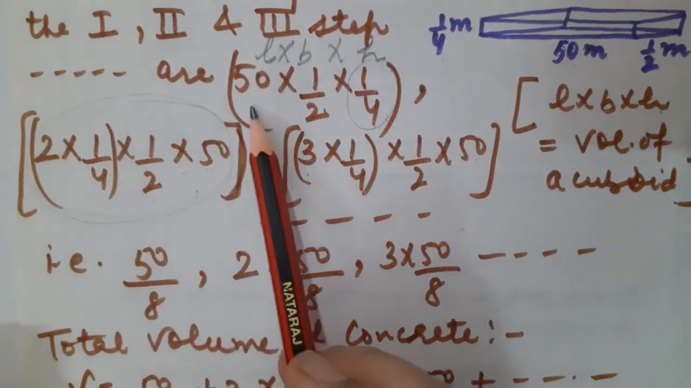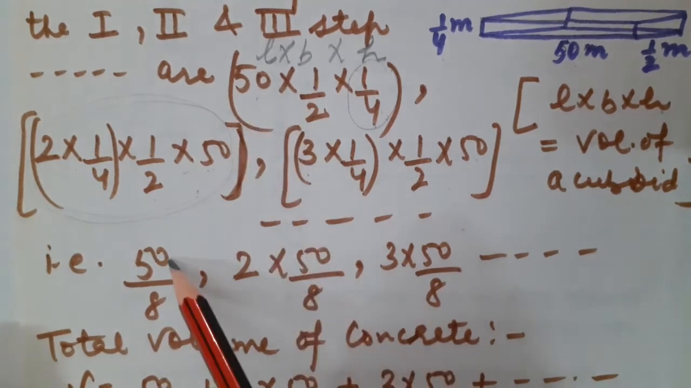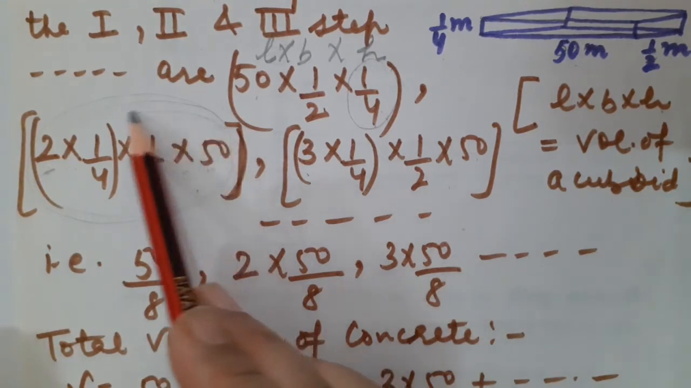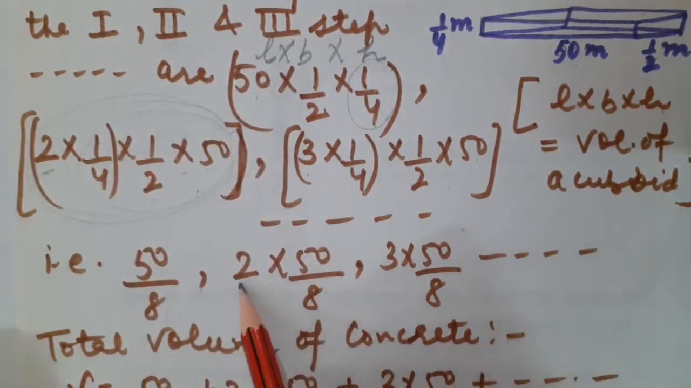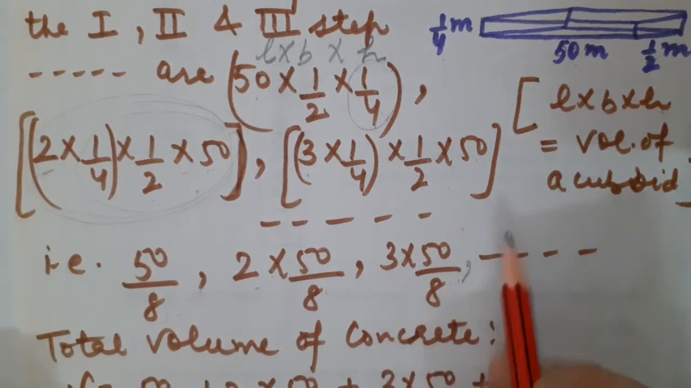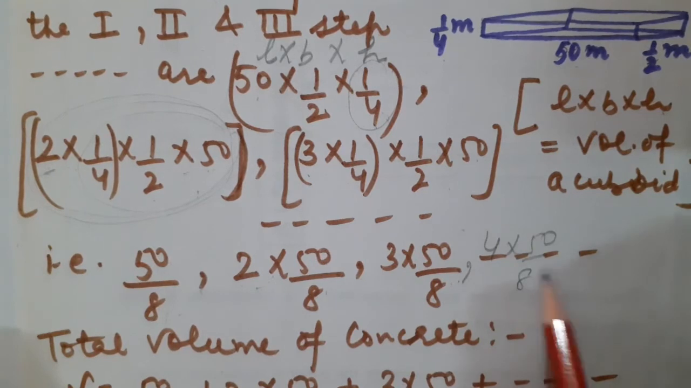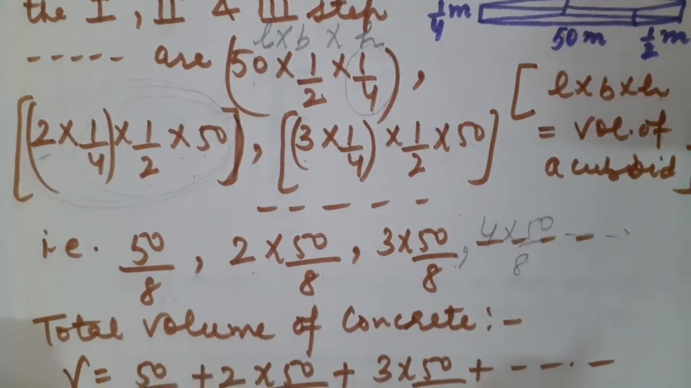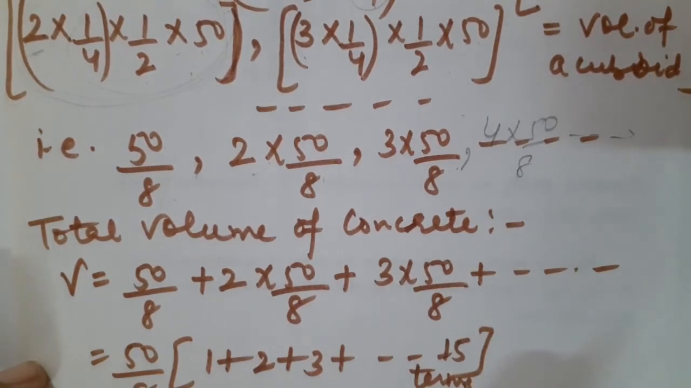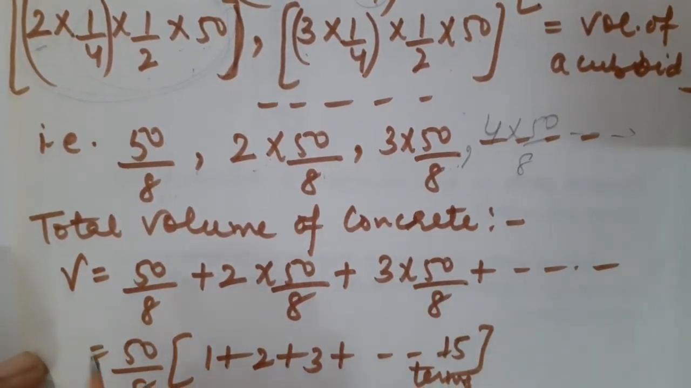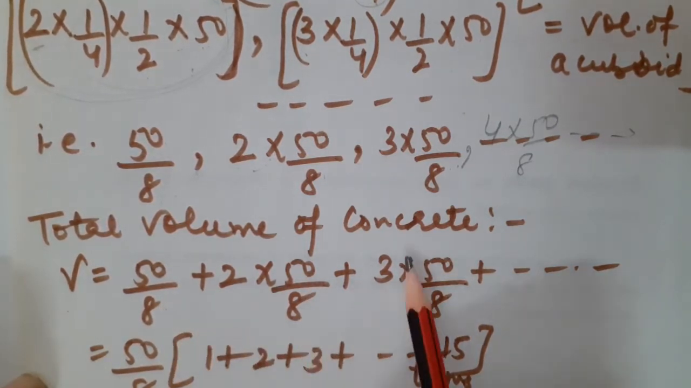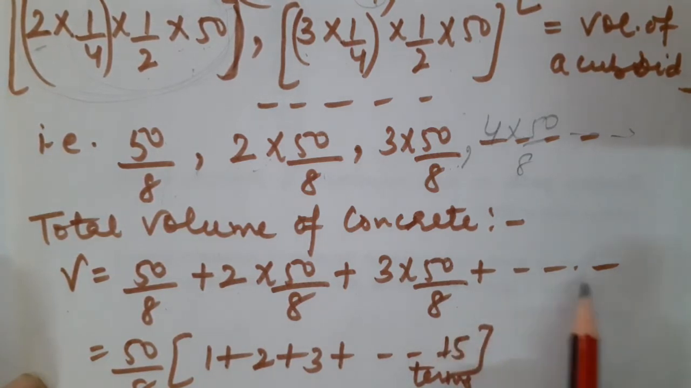After simplifying the very first volume, children, I have got 50/8. Fine. Then, this 2 I am leaving right now. The rest of the part will be again 50/8 into 2. Now it will be 50/8 into 3. The next one will be 4 into 50/8 and so on. Correct, students? We will have to calculate the total volume of the concrete required to build the complete terrace. So the volume is equal to 50/8 plus 2 into 50/8 plus 3 into 50/8 and so on.